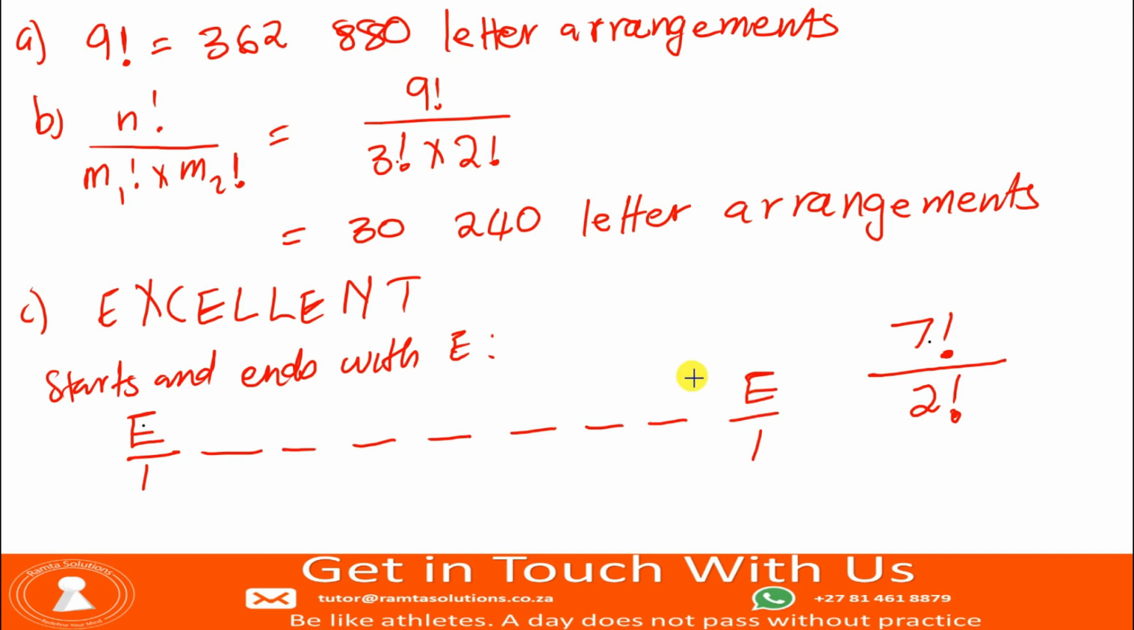Okay, so what is this? Maybe somebody's wondering, why didn't I use the formula? It's okay, guys. You can ignore it, but for the sake of consistency, let's say this is n factorial over m sub 1 factorial, which is now 7 factorial over 2 factorial. Now our answer is 2,520 letter arrangements.